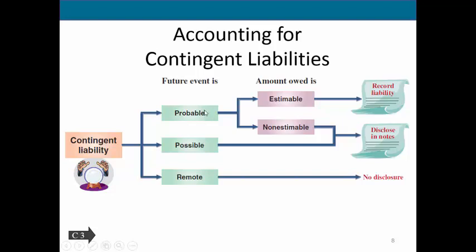Is it probable that we will lose the lawsuit and therefore we will have this liability? Is it possible we will lose the lawsuit and therefore have the liability? Or is there a remote chance, meaning most likely we will win? And if we win the lawsuit, we won't have to pay anything. So these are the possible outcomes.